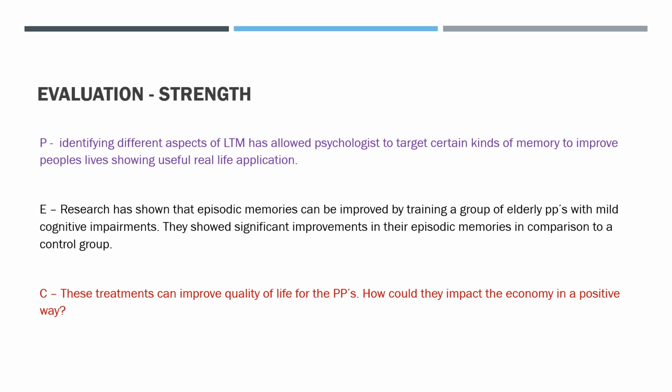If you think of someone that is quite elderly with quite a lot of memory problems, they might need carers, they might need a lot of support from the council or wherever, but if we can improve their memory a little bit, they might need a reduced amount.